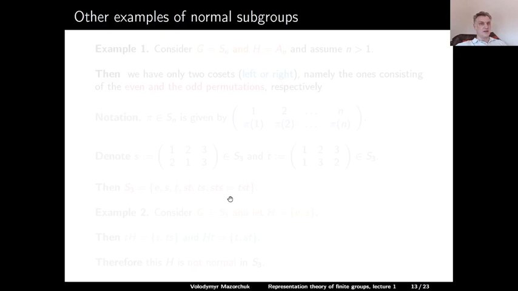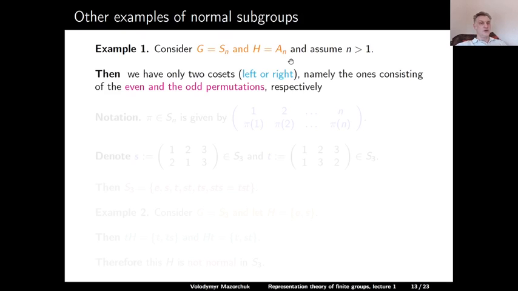So here are some other examples of normal subgroups. If we consider G to be equal to Sn and H to be equal to An, then we have only two cosets, left or right. The one is the subgroup itself, the set of all even permutations, and the other one is the set of all odd permutations. And so we see that each left coset coincides with each right coset, and so An is a normal subgroup of Sn.